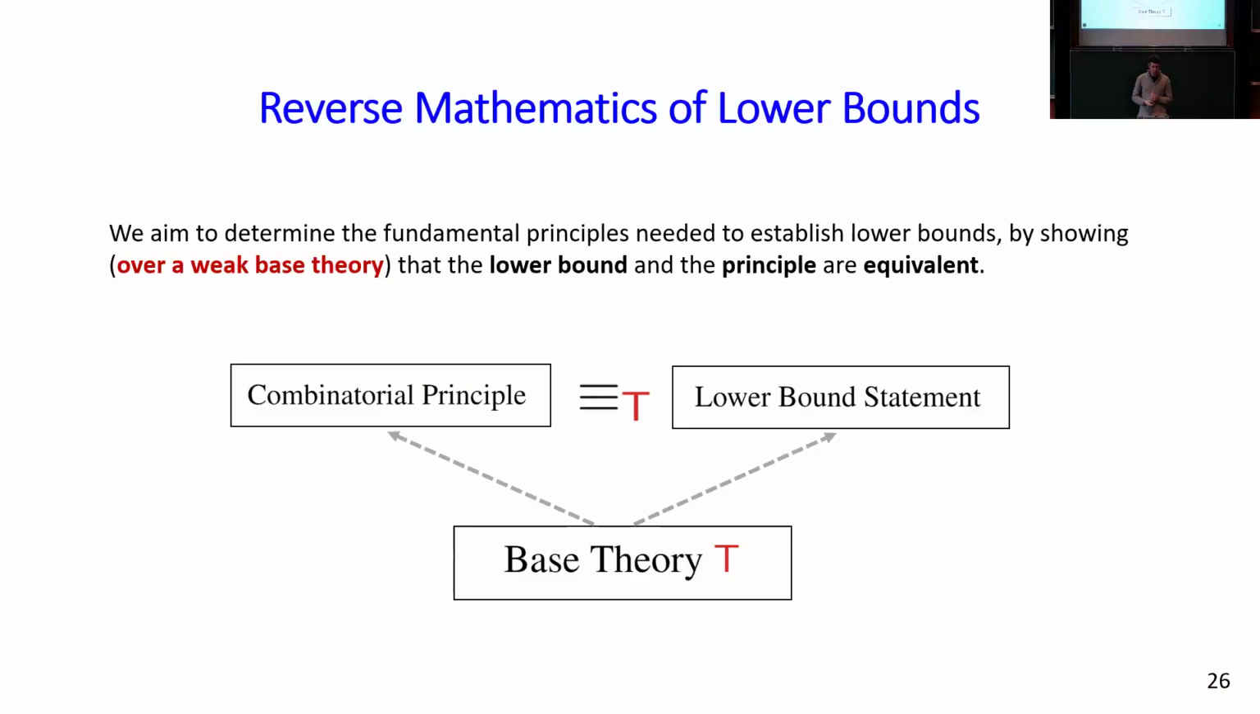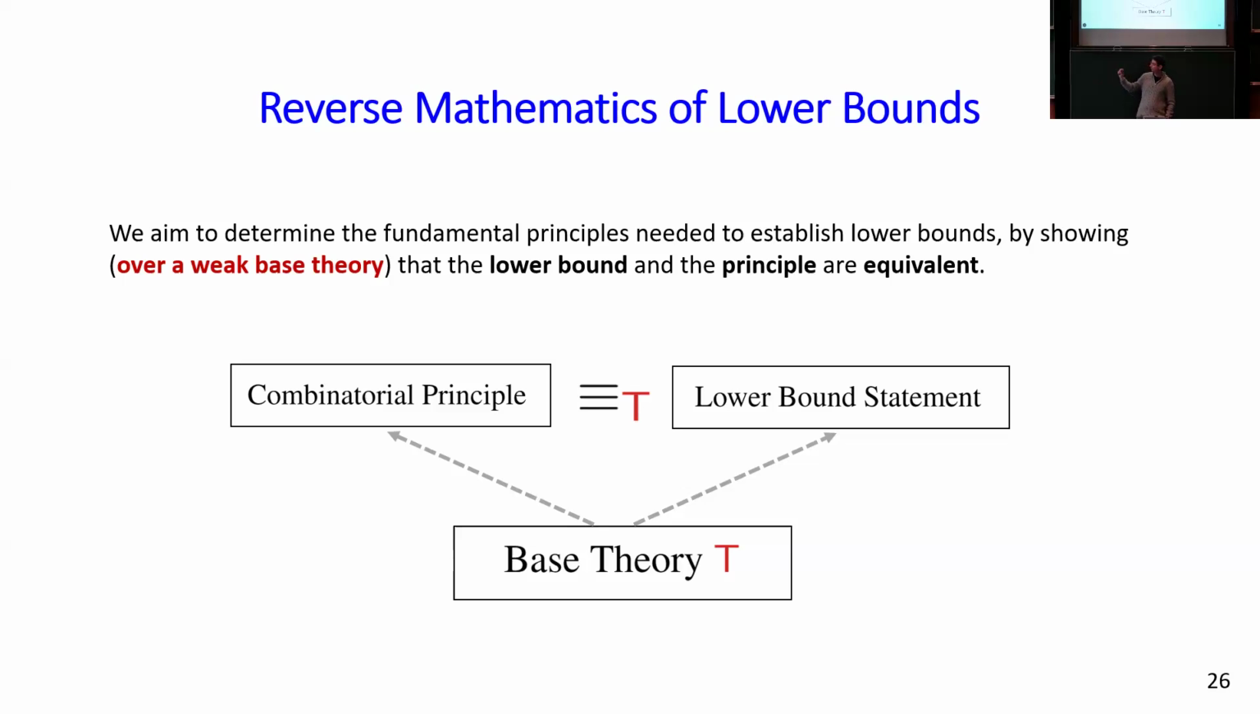So let me tell you about what we do. We studied what we call the reverse mathematics of lower bounds. What we want to do here is to actually understand exactly which kind of axioms we need to prove simple lower bounds. So how do we study this question? We're going to fix some very weak base theory T, and this base theory will be PV. This is a theory that we believe cannot prove some lower bounds at least. So this will be the base theory.